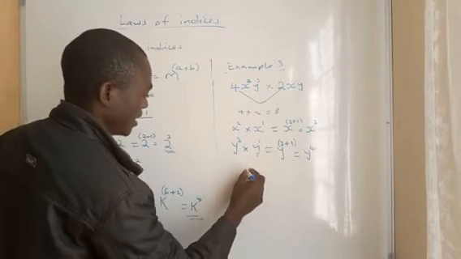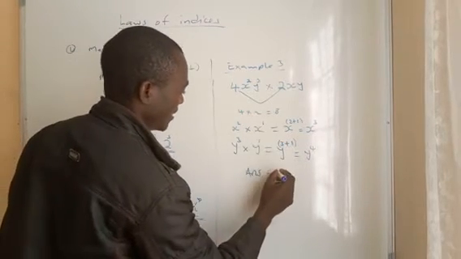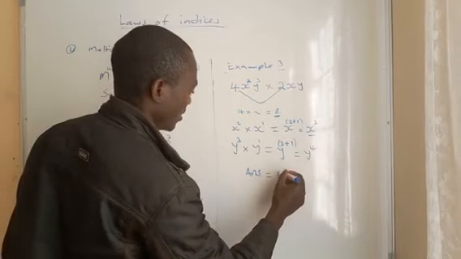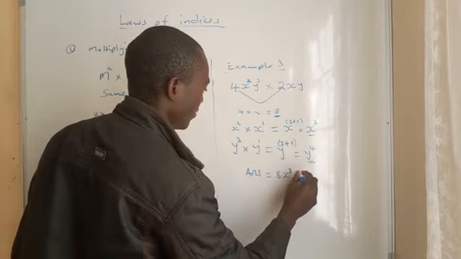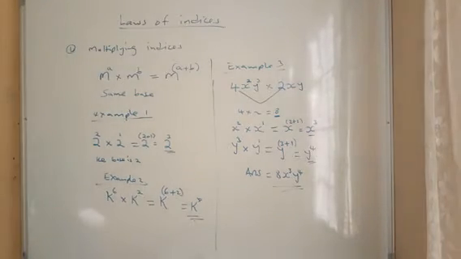So finally, our answer becomes 8, this one here, x to the power 3 and y to the power 4. That is the law of indices, the multiplying law of indices. So that is law number 2.